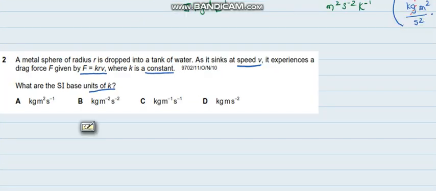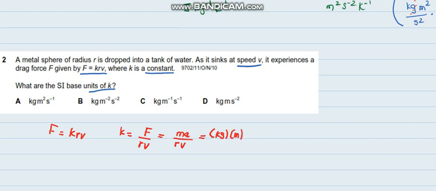So our first step is to make K the subject of the formula. F equals K r v, and K equals F over r v. Now F is m a, and r and v remain as they are. Now substituting the units, m is kg, acceleration is meters per second squared, radius is meter, and velocity is meters per second.